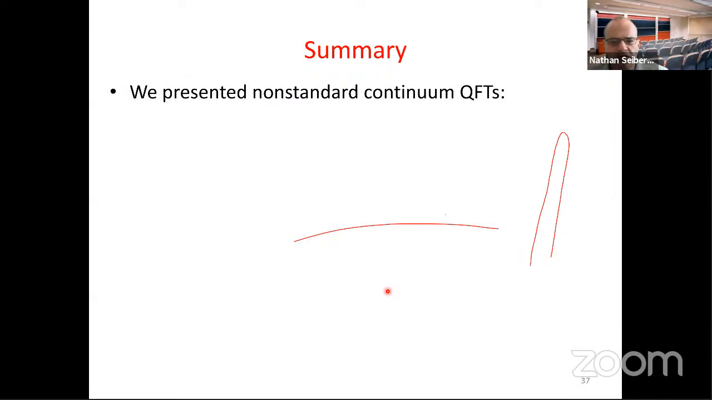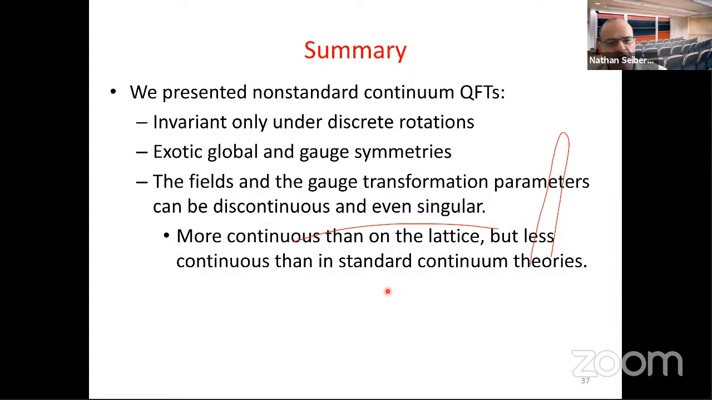So we presented non-standard continuum quantum field theories. I presented only one or two of them here. We have, I think, by now 24 different such examples of different kinds. They are invariant only under discrete rotations. They have exotic global and gauge symmetries. And this is the key point, that the fields and the gauge transformation parameters can be discontinuous and even singular. They are not as discontinuous as in the underlying lattice, but on the other hand, they are not as continuous as in standard quantum field theory.